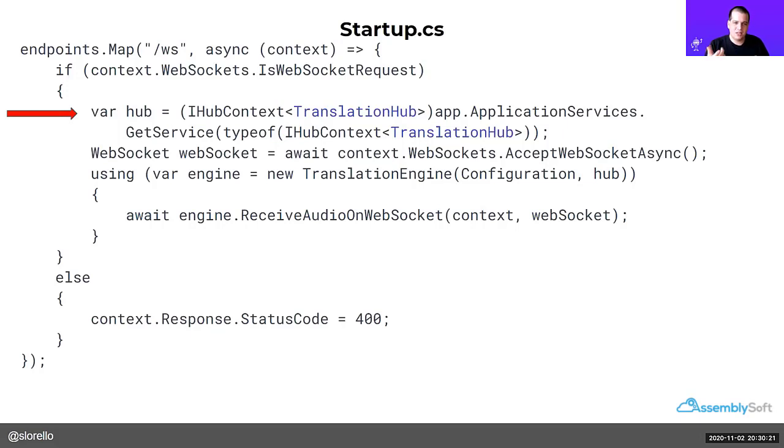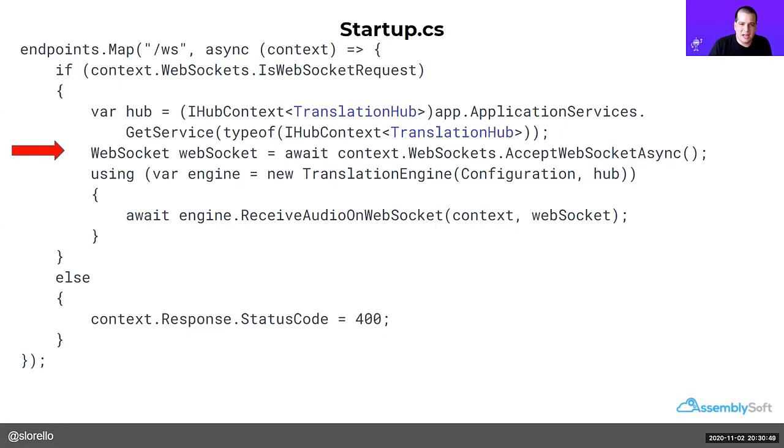We need to pull the SignalR hub that we just created and just added from our application services so that it can be used in our translator. And that's what this line is doing right here. This will allow the translator, each time it pulls down a new translation, to broadcast the translations out to every hub or every client.